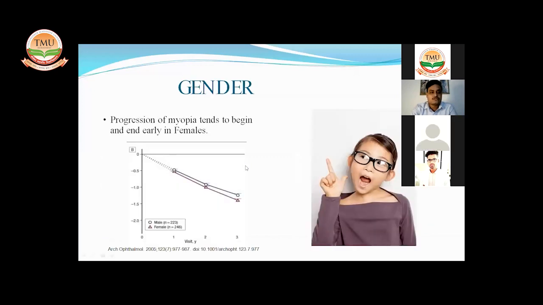Now, the second one is gender. The progression of myopia tends to begin and end early in females. This graph is showing that females are mostly affected more than males, where the progression starts from minus 0.5 to minus 0.75 or minus 1 approximately. This is also a study where they have recorded the myopic power from 1 year, 2 year, and 3 year, and they have seen this.